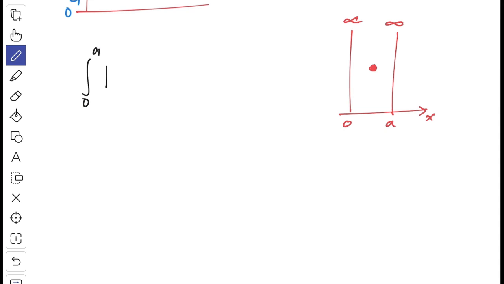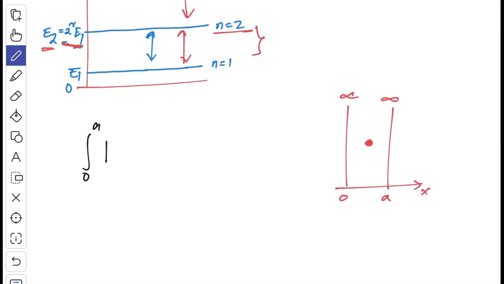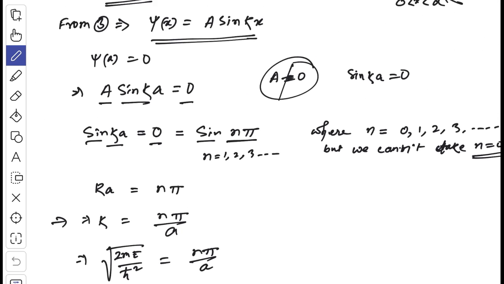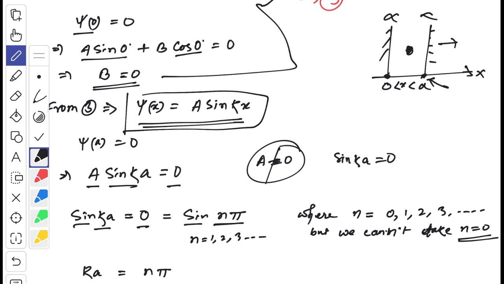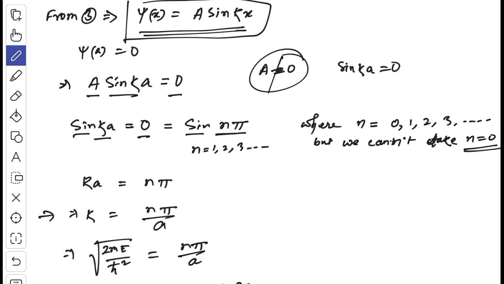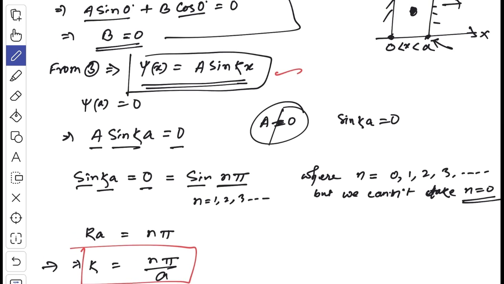Okay, so here you see, as we have already written here, psi of x is equal to A sin kx, isn't it? We have already written this. So we have got that k is equal to n pi by a. Let us put this here in this equation. Suppose this is equation number 4.